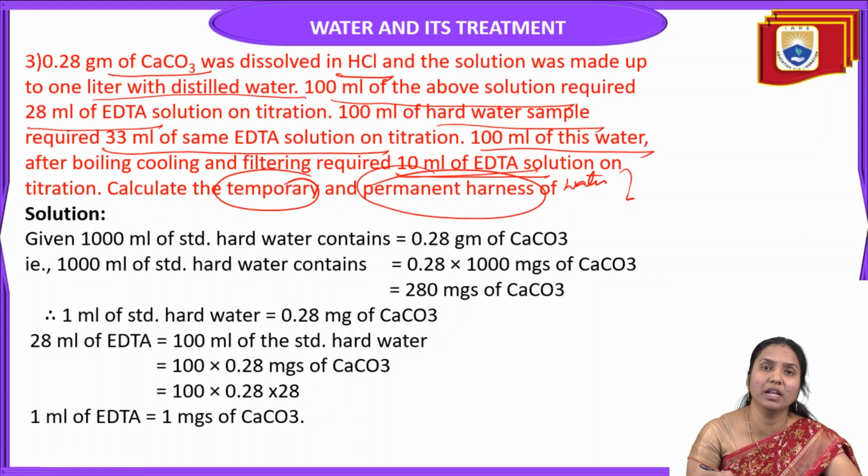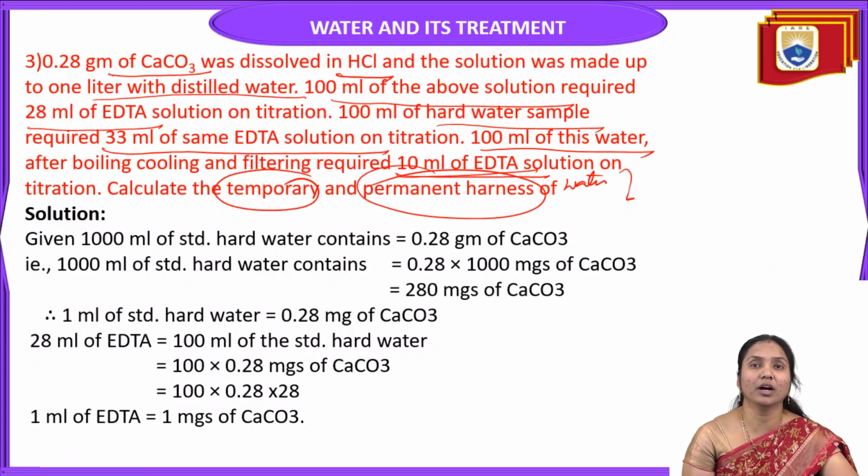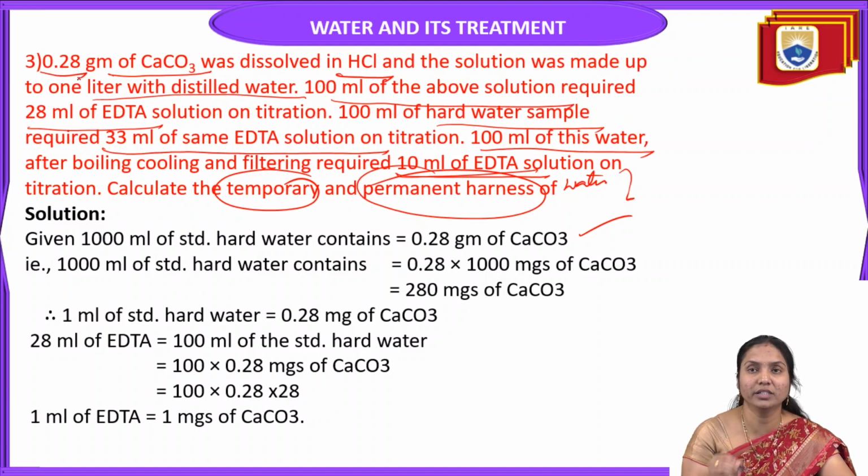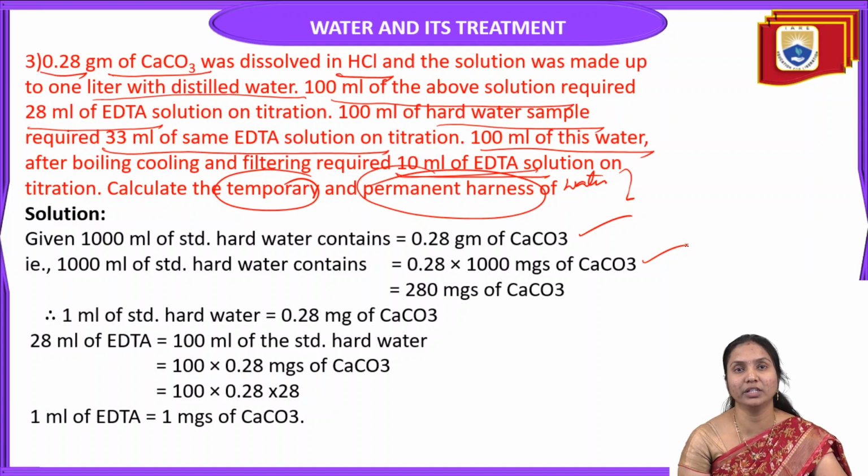Given 1000 ml of standard water contains how many milligrams of calcium carbonate? 0.28 milligrams of calcium carbonate per ml. So that means 1000 ml of standard water contains 0.28 into 1000 milligrams of CaCO3, which is equal to 280 milligrams of CaCO3.